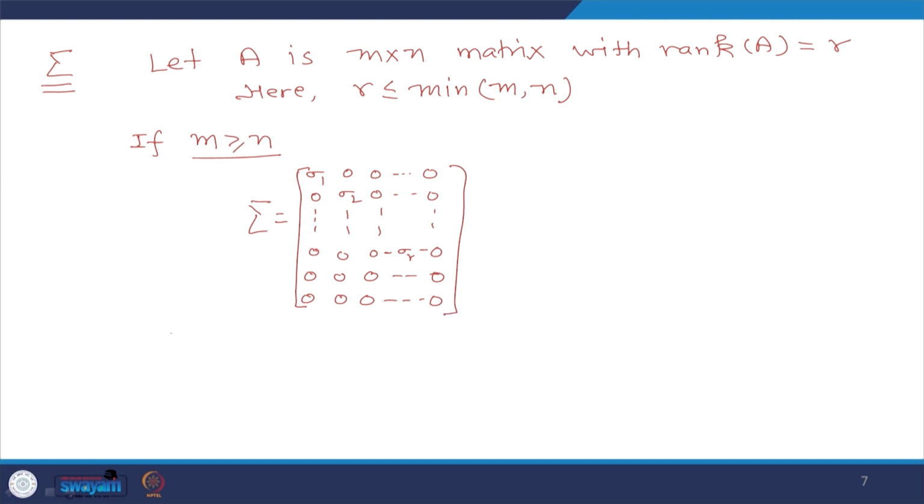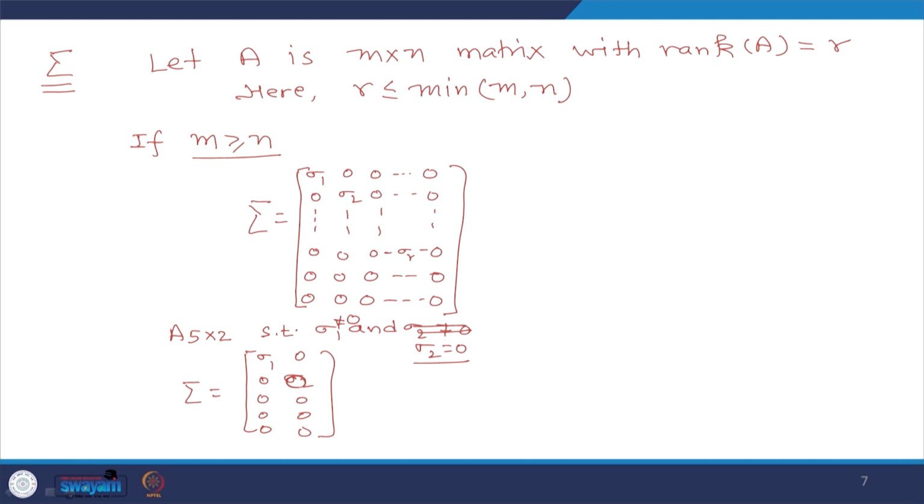So, for example, let us take a 5 by 2 matrix such that both sigma 1 and sigma 2 are non-zero, meaning rank of A is 2. So, what will be sigma in this case? Sigma 1 0, 0 sigma 2 0 0 0 0 0 0. So, this will be my matrix sigma. If sigma 1 is non-zero and sigma 2 equals 0, in this case this also will become 0. So, in that way I can write my matrix sigma.